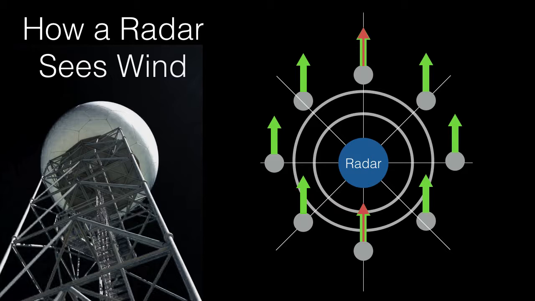Now we'll look at the right side of the radar. As you can see from that point, we don't see any velocity, because the wind's traveling perpendicular to this, so we don't see any wind speed. The same goes for the point on the left side of the radar. Again, it's traveling perpendicular.